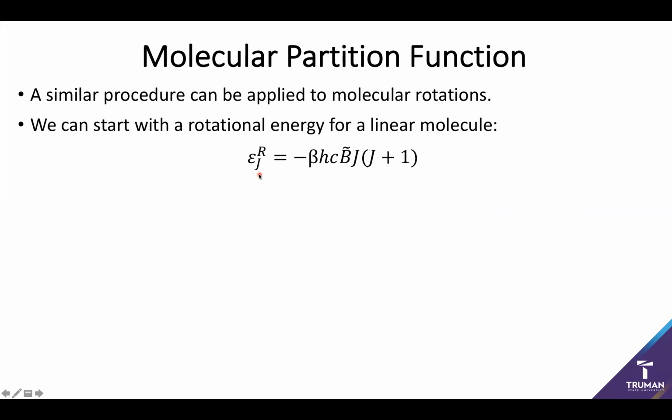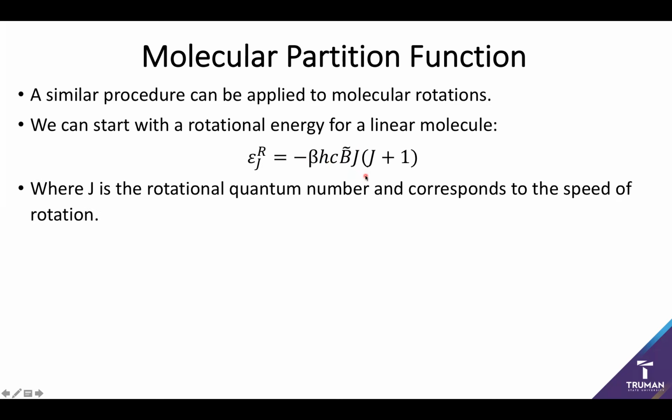The energy levels are going to be based on beta, again, our good old friend 1 over kT, Planck's constant, and the speed of light, which actually shows up here, partially because our next variable, B tilde, is going to correspond to the distinct energies of rotations in units of inverse wave numbers, and hc essentially helps convert the units back into joules. And then we have this mysterious variable J. So J here is essentially referring to the rotational quantum number. And really a good way to think about it is it's going to correspond to the speed of rotation.